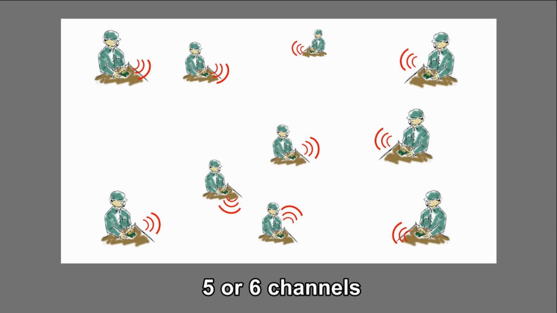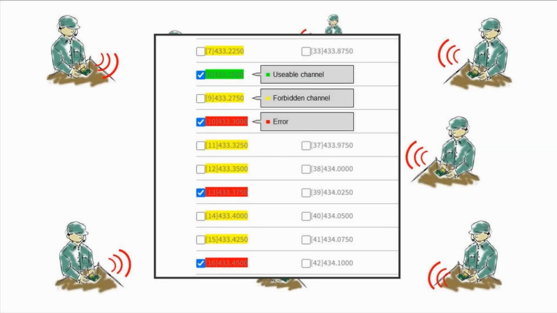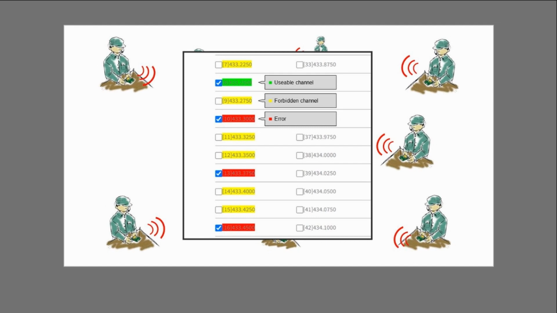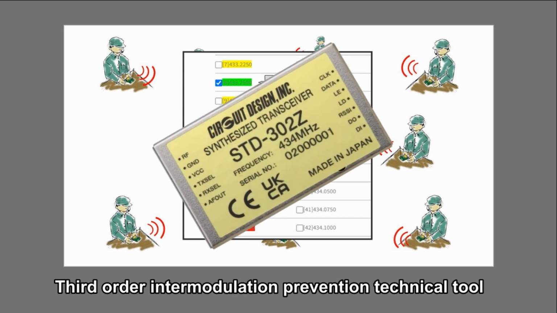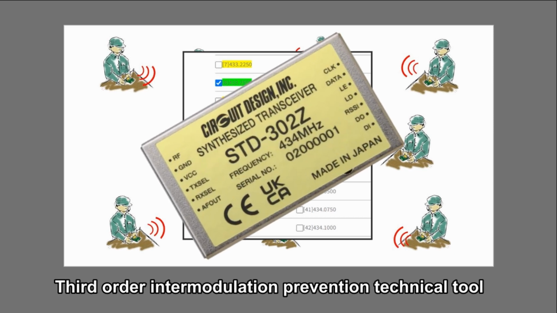So in order to explain how I arrived at this answer, I am going to introduce our third order intermodulation prevention technical tool. The phenomena just mentioned are explained in a separate link found in the same page, which I will not cover in this video. In this example, I will use one of our top selling RF modules, the STD302Z 434 MHz, as an example.